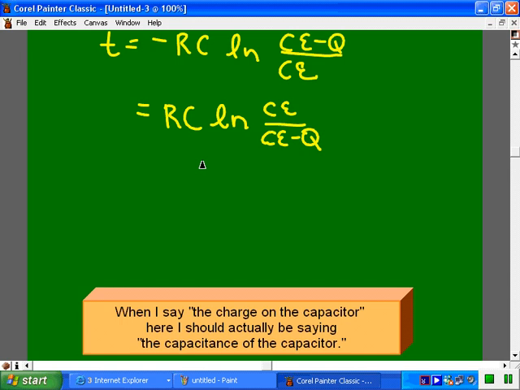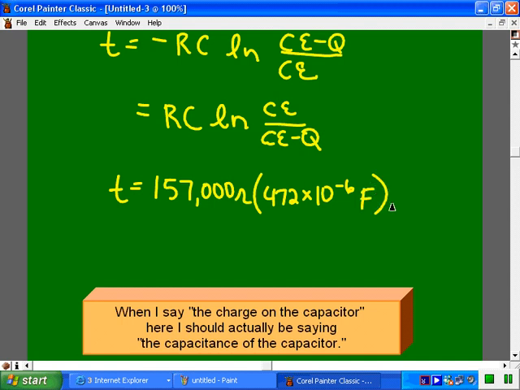and all of our values appear to be in the right units except for the capacitance. We have it in microfarads and we need to have it in just farads, so to do that, microfarads is 10 to the negative 6. So we substitute this in, that t is equal to 157,000 ohms times the capacitance, which we had to switch to farads, so that becomes 472 times 10 to the negative 6 farads.